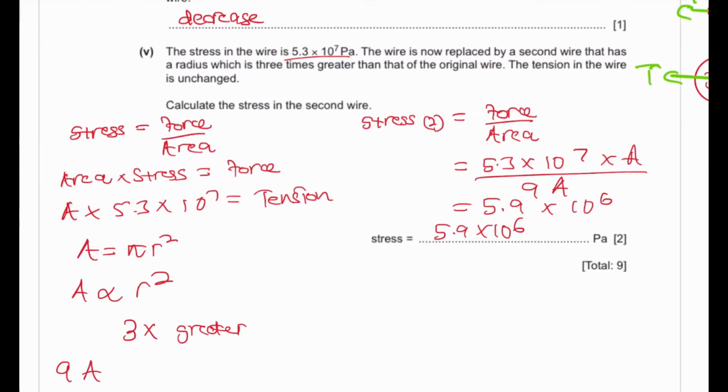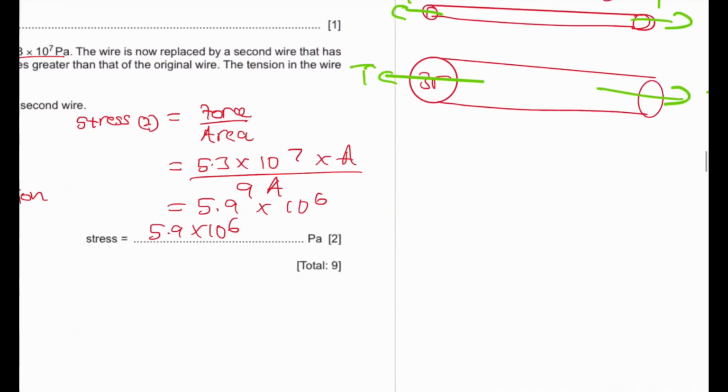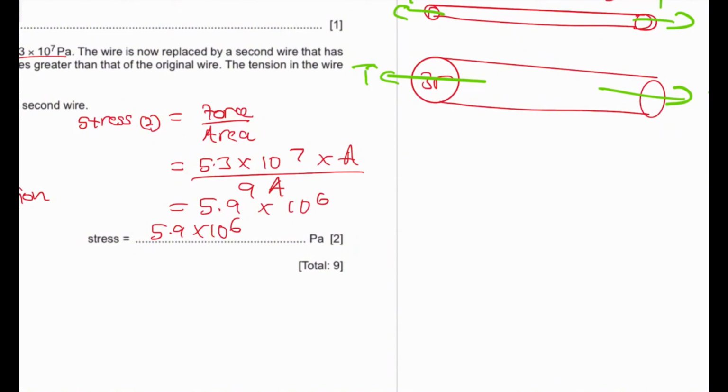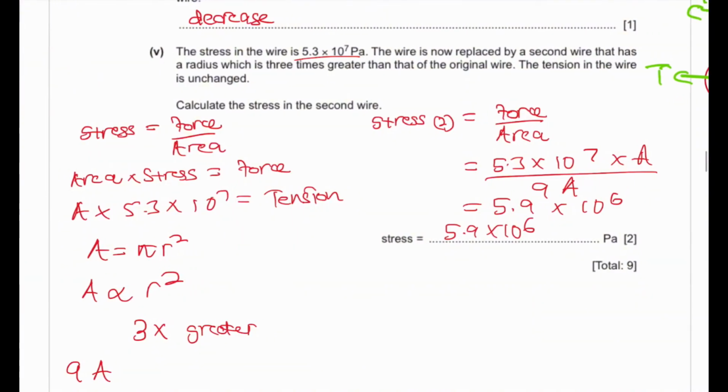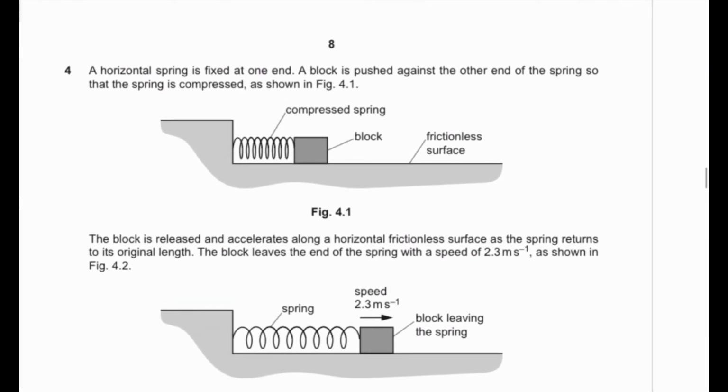So think about this. Your area is going to change: 3 times the radius, 9 times the area. But the force is still the same. This force is basically the same, but the area has changed. So what's happening to my stress? My stress, therefore, has to decrease because the area is much greater, but you're applying the same force. So your stress needs to change to counteract that force. Very important for you to be thinking about that.